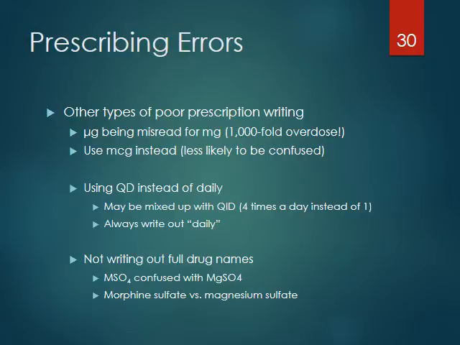And then some other ones that don't come up quite so often, but using unapproved abbreviations for medications. So back in the day, they used to write out morphine sulfate as MSO4, which could be confused with magnesium sulfate or MgSO4. So lots of issues where if one of those got mixed in for the other, it could really be deleterious to the patient.